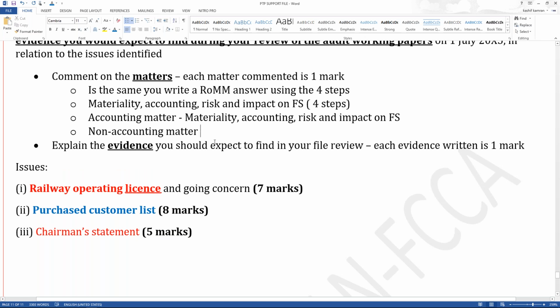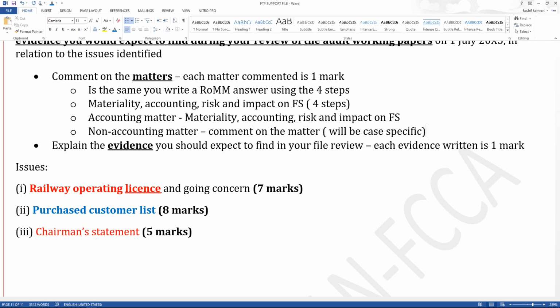But if in comment on the matter you get a non-accounting matter, then in the case of the non-accounting matter, the comment on the matters will be case specific. That means you need to read the case of the chairman statement, and from the chairman statement you need to find what matters will you comment on. So not necessarily every time comment on the matter is the 4-step model. In a certain case, the comment on the matter will be a case exercise, that from the case you read the case and you understand what matters to comment on.